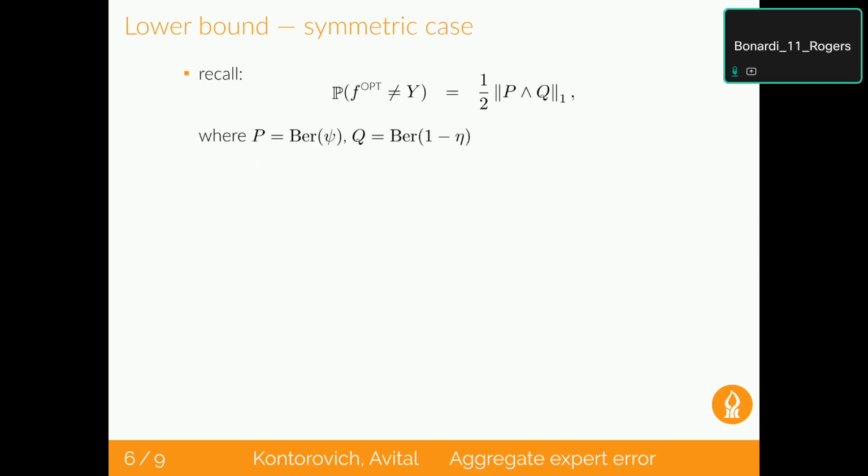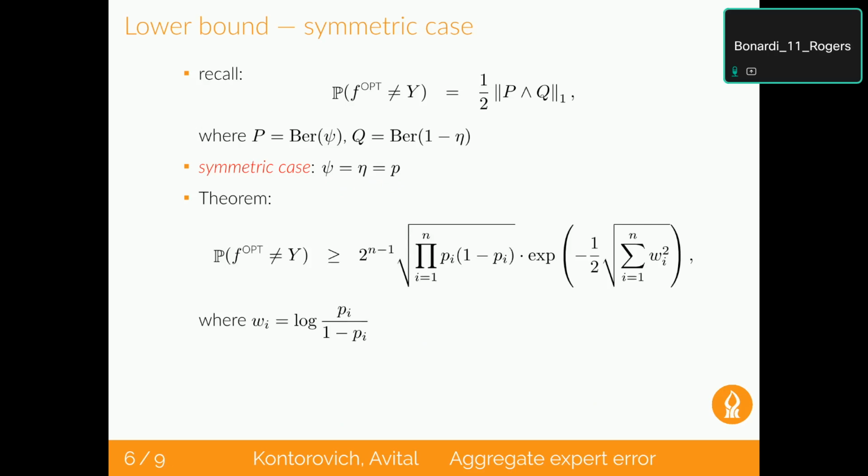Actually, the lower bound can be refined in the case of symmetric errors. Symmetric just means that, as I said before, the sensitivity and the specificity are equal. So if the specificity is equal to the sensitivity is equal to p, then I can get a better bound. So this is the same as before.